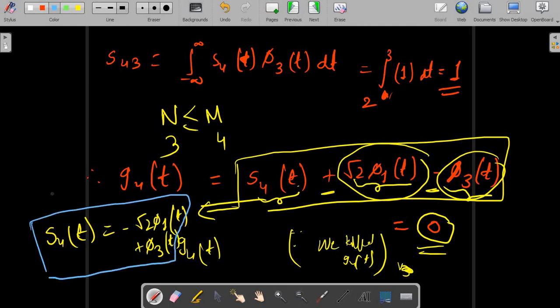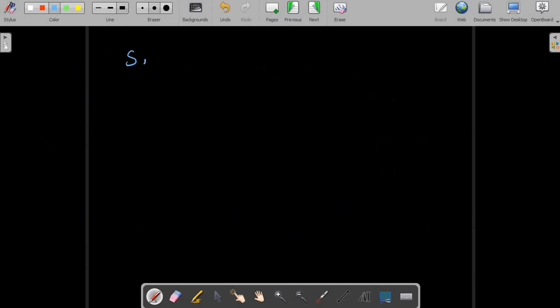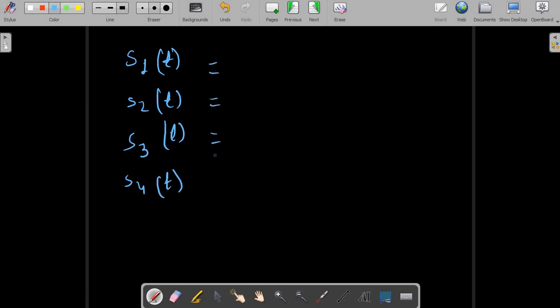So our task was to find phi 1, phi 2, phi 3, and we found them. Now the next task was to represent in signal space diagram, and for this representation we need phi 1, phi 2, phi 3. So we calculated phi 1 of t, phi 2 of t, and phi 3 of t. Now our aim is to sketch this signal space diagram. How are we going to sketch? First of all, we want to write all the signals in terms of phi 1 of t, phi 2 of t, and phi 3 of t.